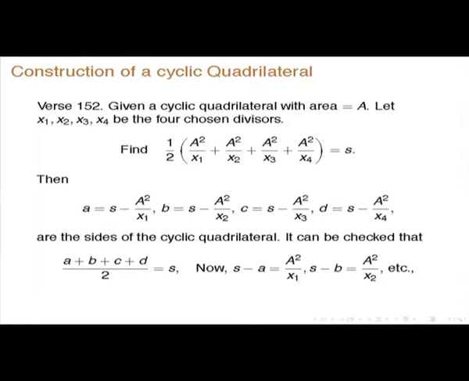So then take the sides to be this: a is equal to (s minus a) squared by x1, (s minus a) squared by x2, etc., etc. So then they are the sides of this cyclic quadrilateral, and one can check that the whole semi-perimeter is s, we will get back that, and s minus a is a squared by x1 and so on and so forth.